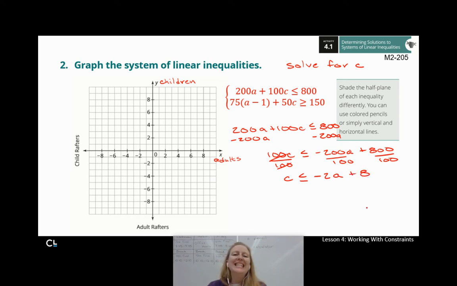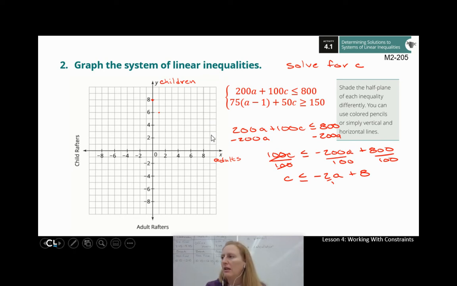Oh, that's easy to graph. So I'm going to graph that. My y-intercept is 8. My slope is 2 over 1, so down 2 over 1. And I will connect the line and make the magic happen.